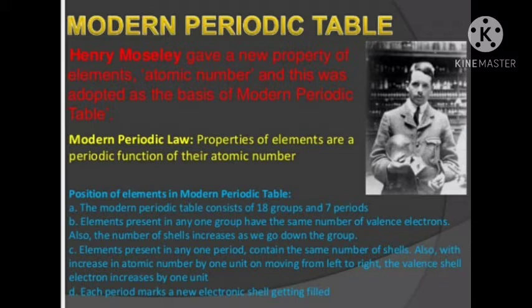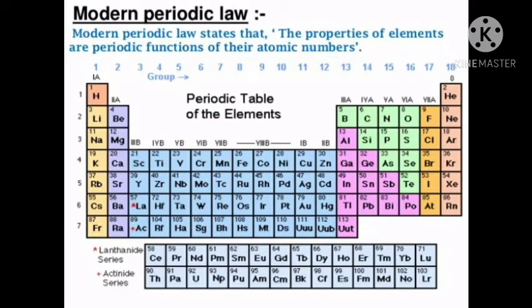Elements present in any one period contain the same number of shells, with an increase in atomic number by 1 unit on moving from left to right. The valence shell electrons increase by 1 unit. Each period marks a new electronic shell getting filled. Look at the modern periodic table. There are 7 horizontal rows called periods and 18 vertical columns called groups.